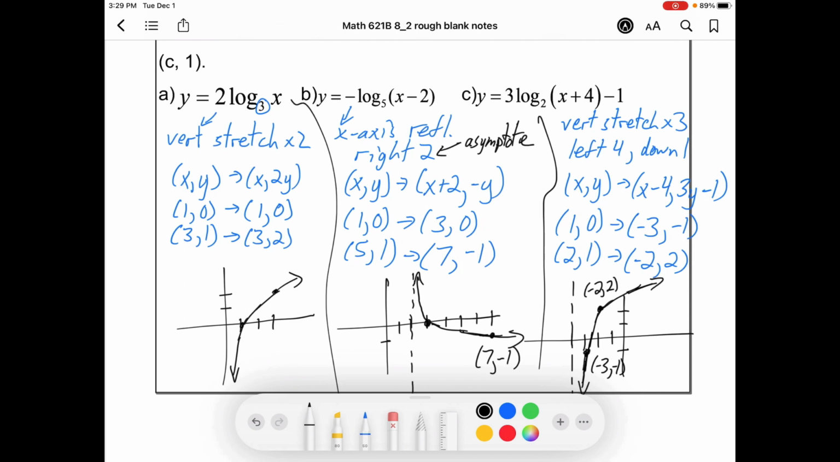So there we have 3 graphs of logarithmic functions, just going through that technique of making a map and then generating a few points. Could you use other points? Absolutely, but these ones seem to be fairly straightforward.